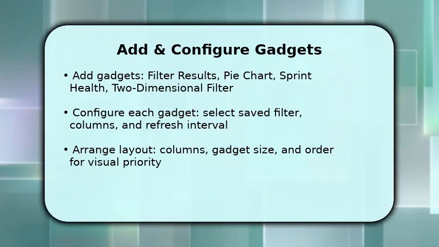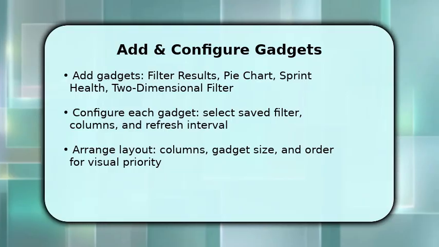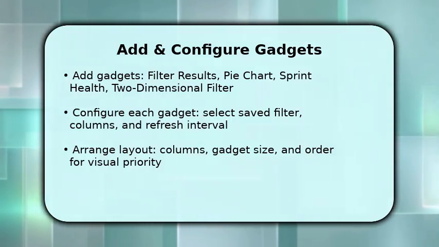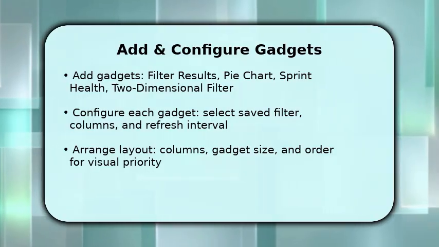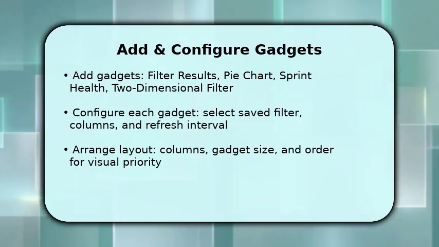Start with a filter results gadget for detailed lists, then add visual gadgets like pie chart and sprint health to highlight status and progress. For each gadget, select the saved filter, pick relevant fields or swim lanes, and set a sensible refresh interval to avoid stale data.